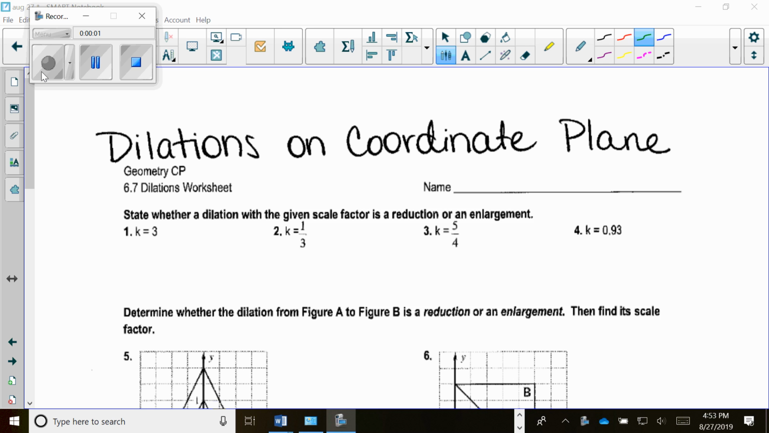About dilations on the coordinate plane. First, let's review what a dilation is. A dilation uses a scale factor which reduces or enlarges a figure.